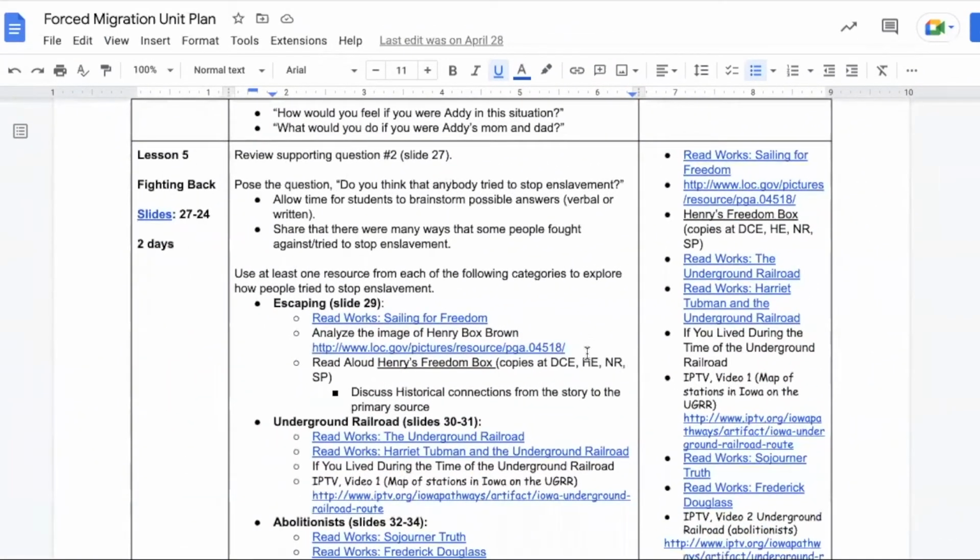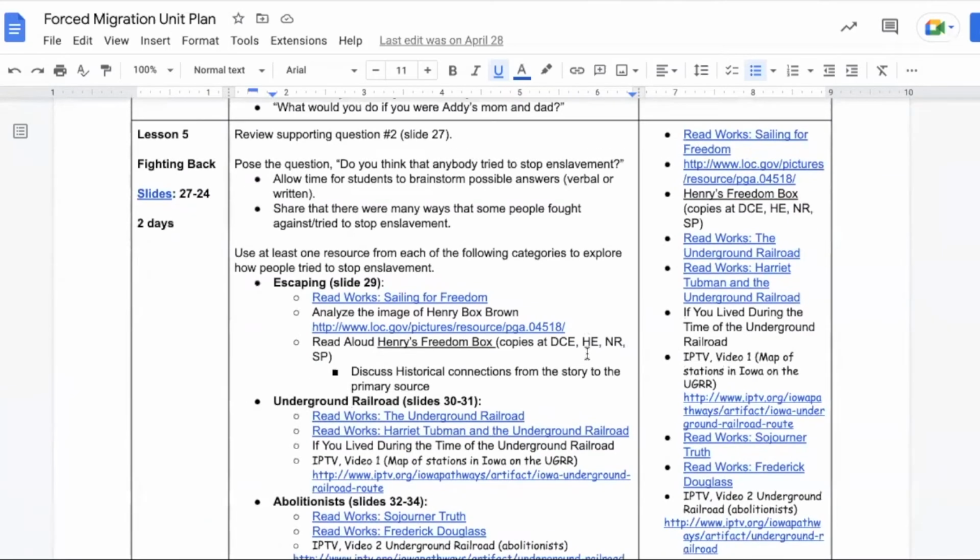And then lesson 5, we start looking at fighting back. So what people did to try and stop enslavement. There's information on 3 different areas: escaping, Underground Railroad, and abolitionists. You'll want to do at least one resource from each one in order for students to have a good understanding of all the different methods that people tried to do to stop enslavement.